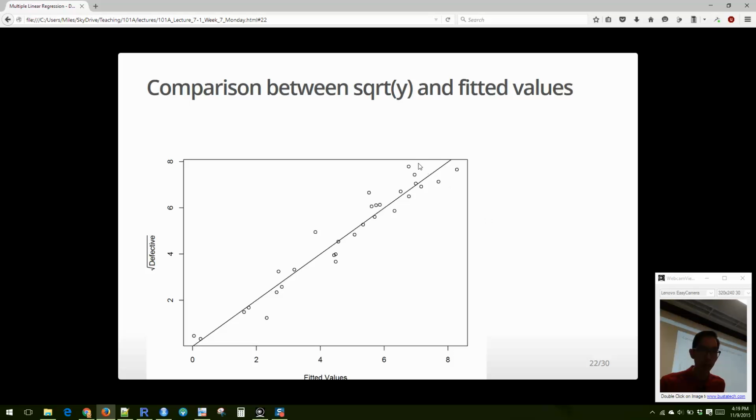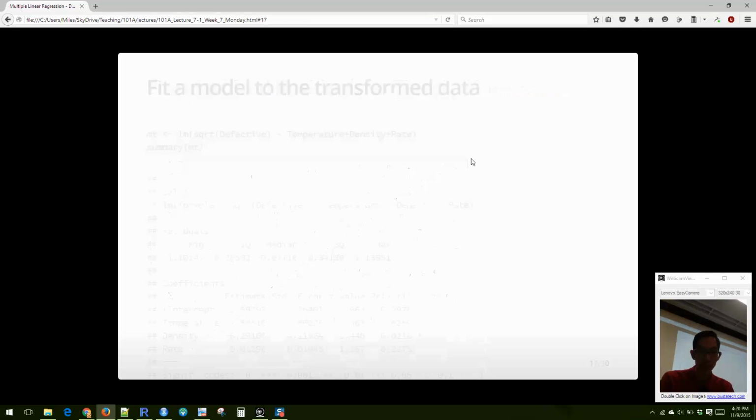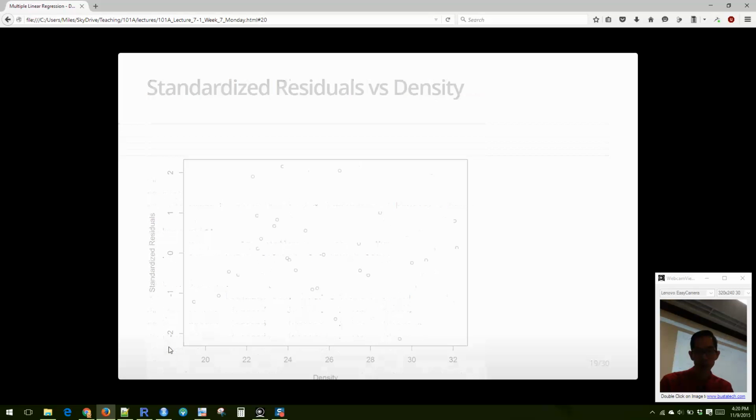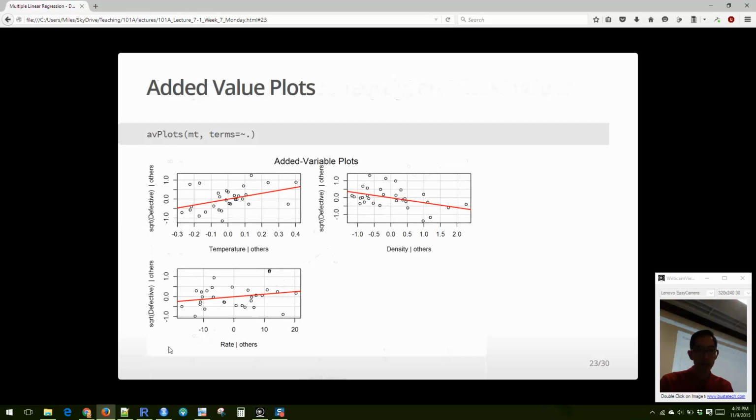If we plot the square root of y versus the fitted values, this is an overall measure of how well our fitted values predict the response. In this case, we're trying to predict the square root of y. It seems like it does a fairly good job. But that's the full model, including the non-significant rate variable. So we can try looking at the added value plots of each of these variables.